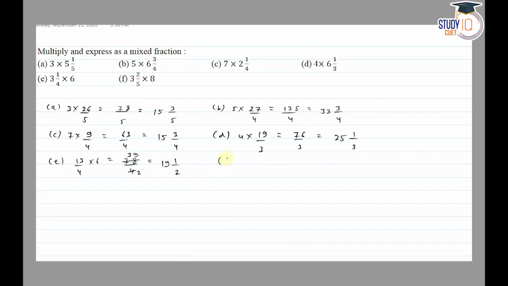Then part F, 5 3s are 15 plus 2, 17 by 5 into 8 is equal to, so 136 by 5 is equal to 27 and 1 by 5. 27 times it will divide completely, so 1 remainder, so 27 and 1 by 5 is the mixed fraction of 17 by 5 into 8. Thank you.